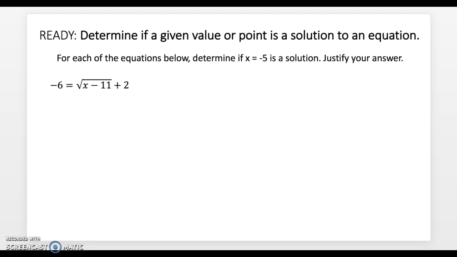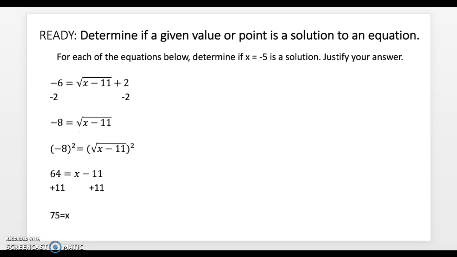Another way to look at this problem is to solve it and see if -5 is the answer we get. So we could subtract 2 from each side. That gives us -8 equals the square root of x minus 11. Then we could square both sides, giving us 64 equals x minus 11, because squaring something square rooted cancels out the square root. Then we could add 11 to both sides, and that gives us 75, which is not -5, so therefore x equals -5 is not a solution.